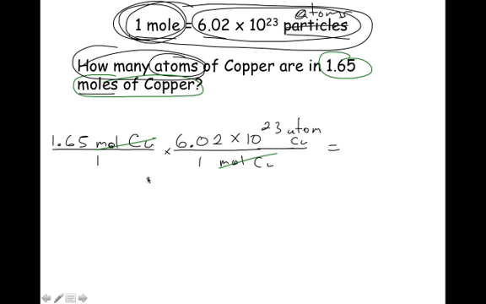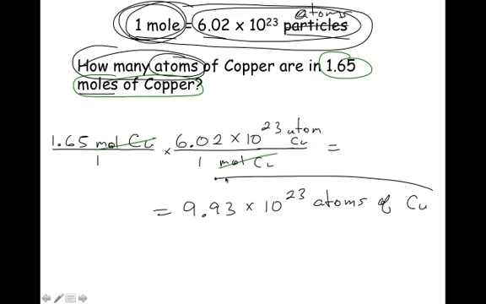How many atoms? Punch that into your calculator, and you are going to get 9.93 times 10 to the 23rd atoms of copper, which is what we were looking for. Now I've got 3 significant digits here because my original number had 3 significant digits. Whenever you're doing mole equalities or mole conversions, always use that starting number as your significant digit limiter, if you will. Okay? All right, let's move on to the next one.